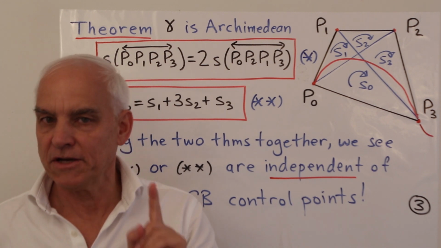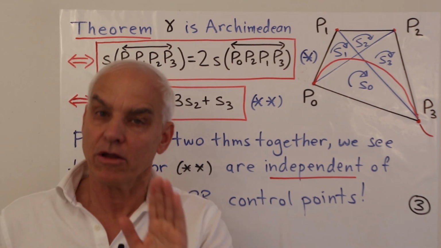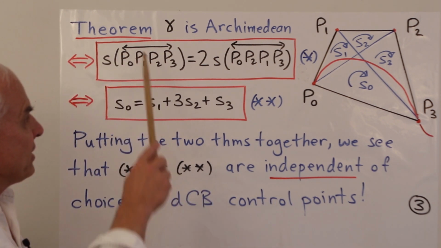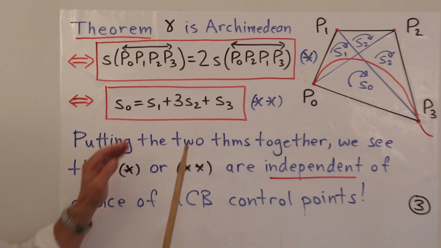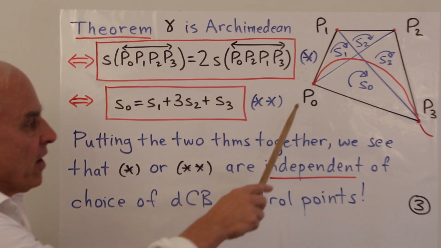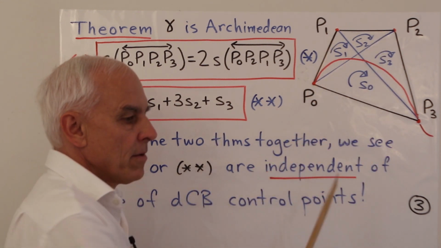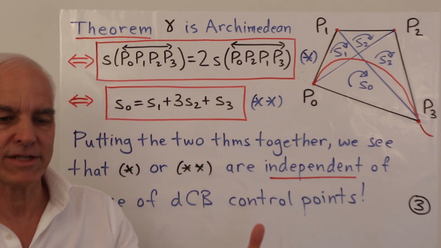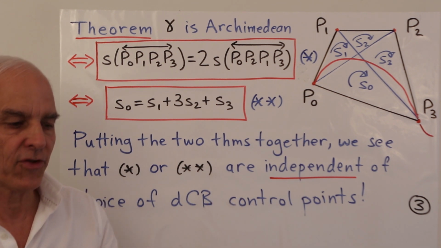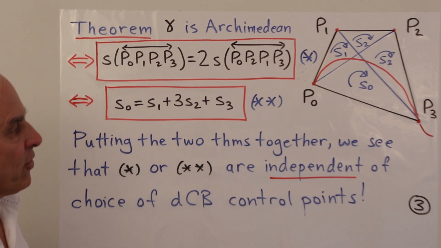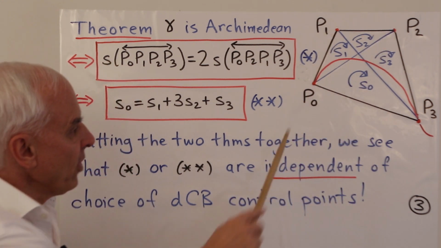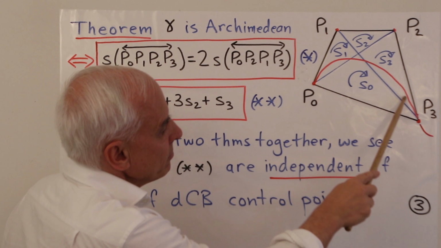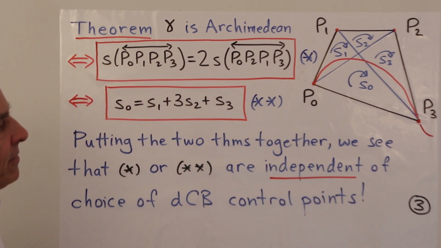Now here is a very different characterization of that same Archimedean property. This theorem says that gamma is Archimedean precisely when a certain condition is satisfied for the 4 control points of the Casteljau Bezier curve. So here's P0, P1, P2, P3. These are the control points. Our curve, gamma, something perhaps like that in red.